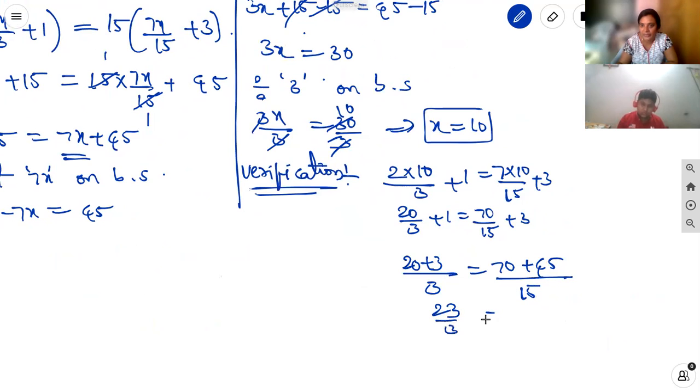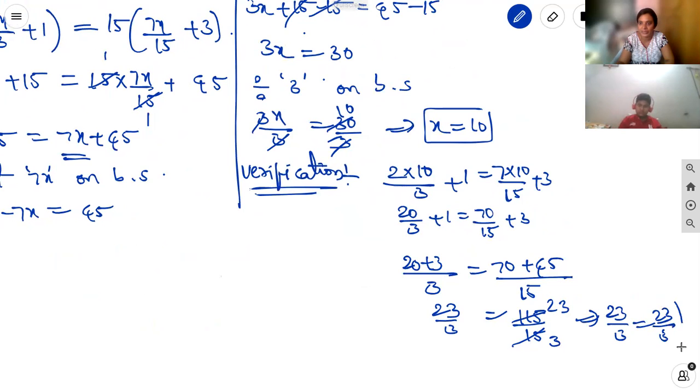23/3 = 115/15. 5 threes are 15, 5 twenty-threes are 115. So both are the same, left hand side and right hand side: 23/3 = 23/3. So it's verified.